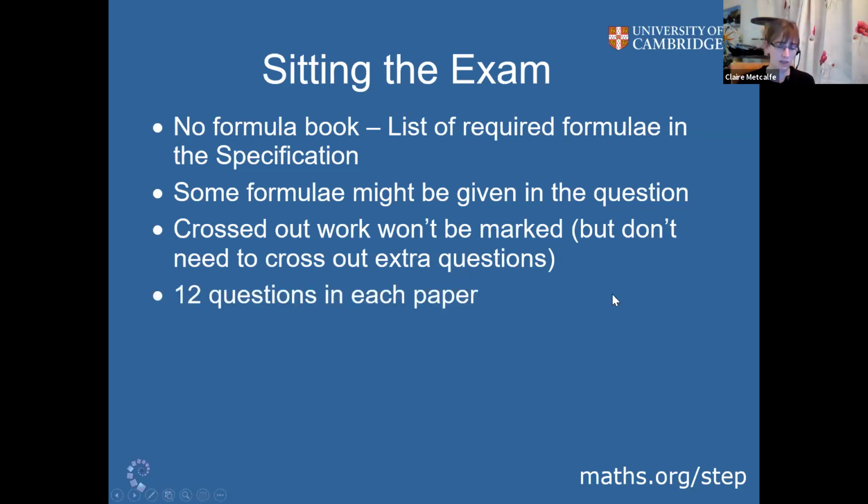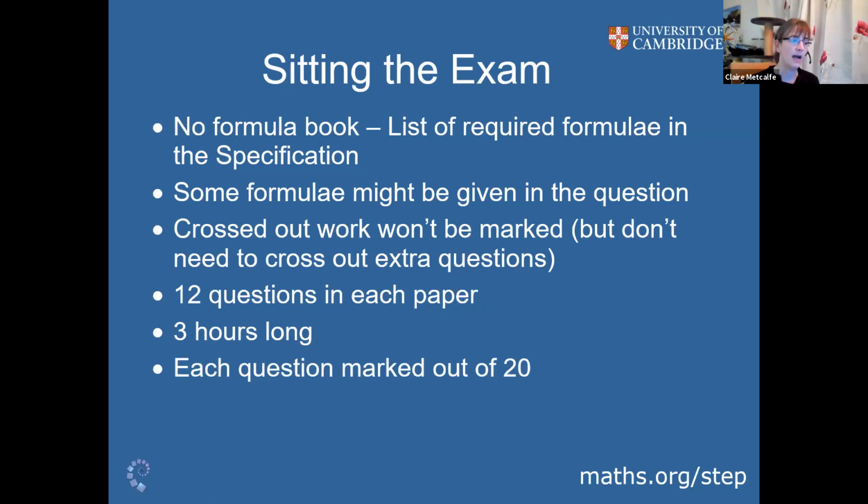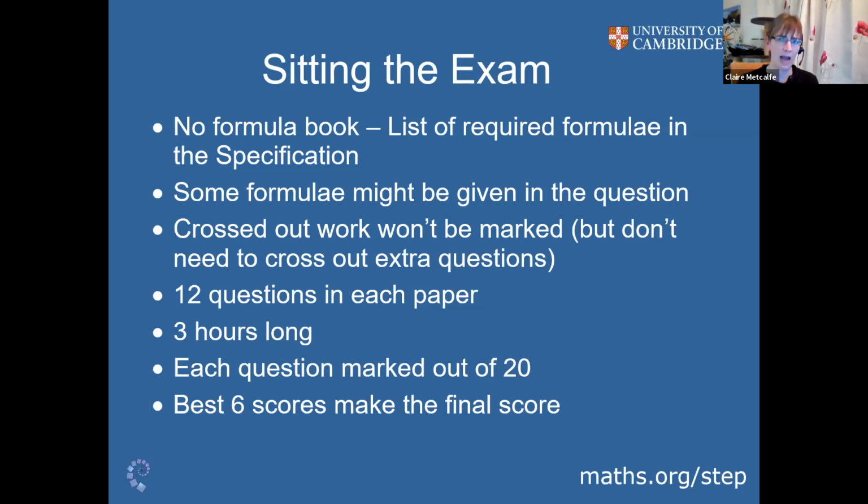There are 12 questions in each STEP paper. 8 of them are pure, 2 of them are mechanics, 2 of them are stats. Each paper is 3 hours long. Each question is marked out of 20. And the best 6 scores make up the final score. So students, if they want to, can attempt all 12 questions. That is generally speaking a very bad idea. What happens more often is that students will have quite a full attempt at, say, 4 questions, and then they'll have 3 or 4 bits. And then the 6 questions that scored the highest will go on to make their final score.